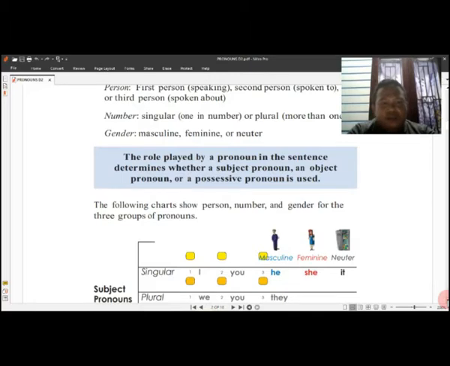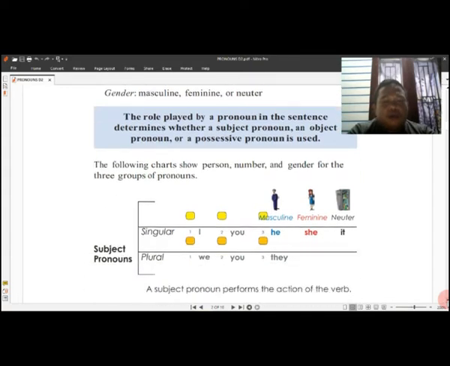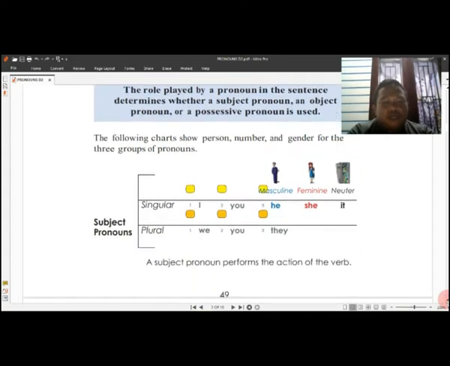The following charts show person, number, and gender for the three groups of pronoun. For the chart, guys, I believe this will be simpler if you just try to understand them by yourself, because this is already really simple. So try to understand this chart by yourself.